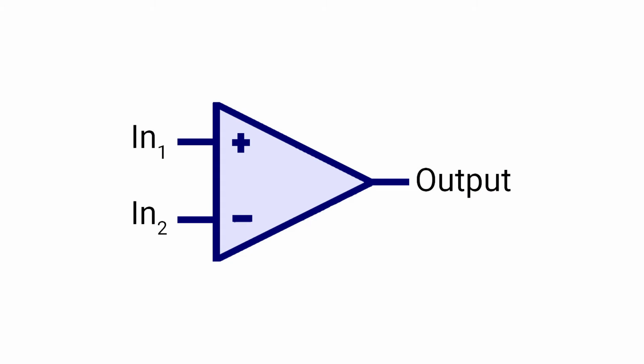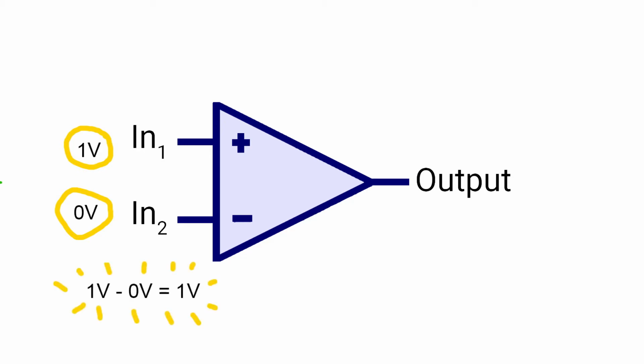The differential part just means that the output relates to the difference of the inputs. So if one input's at 1 volt and the other input's at 0 volts, then the differential, or the difference between that, will be 1 volt. 1 minus 0 is 1.